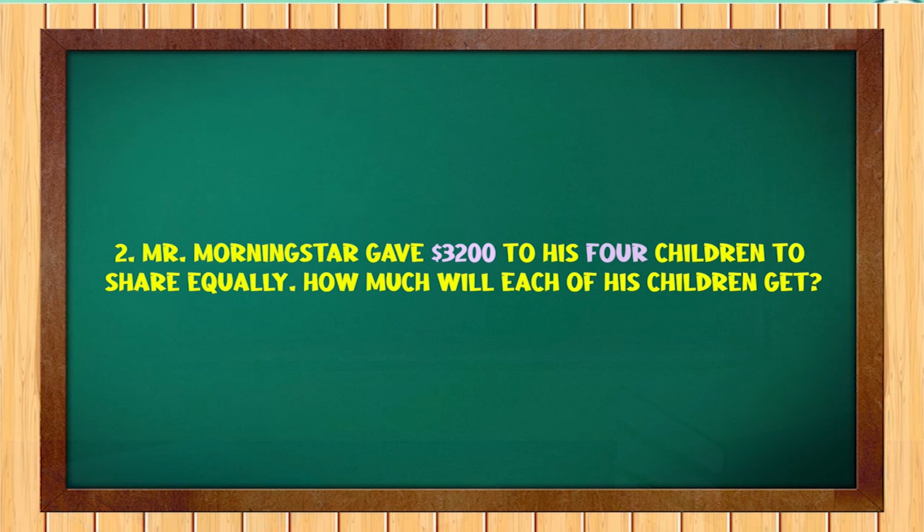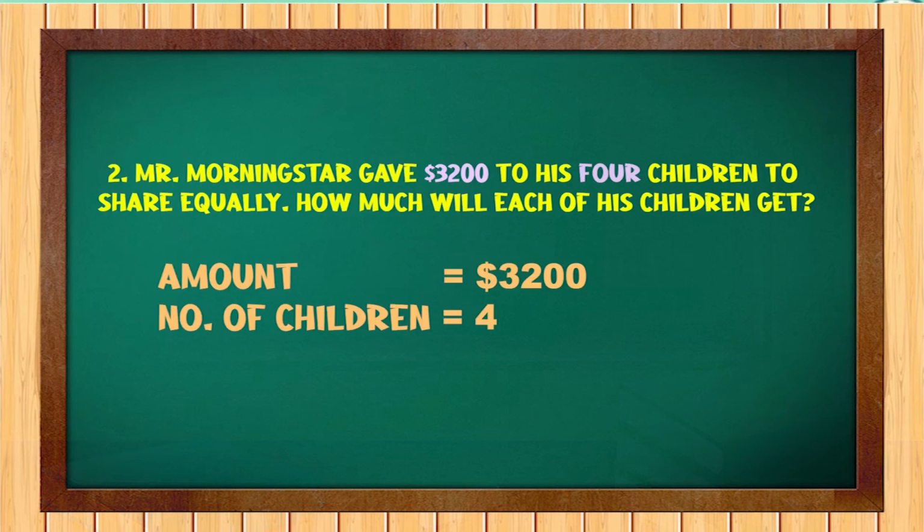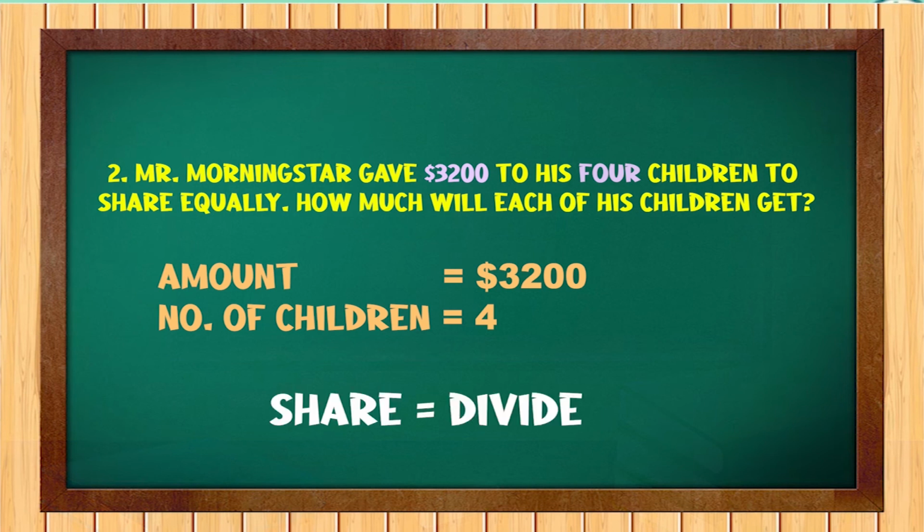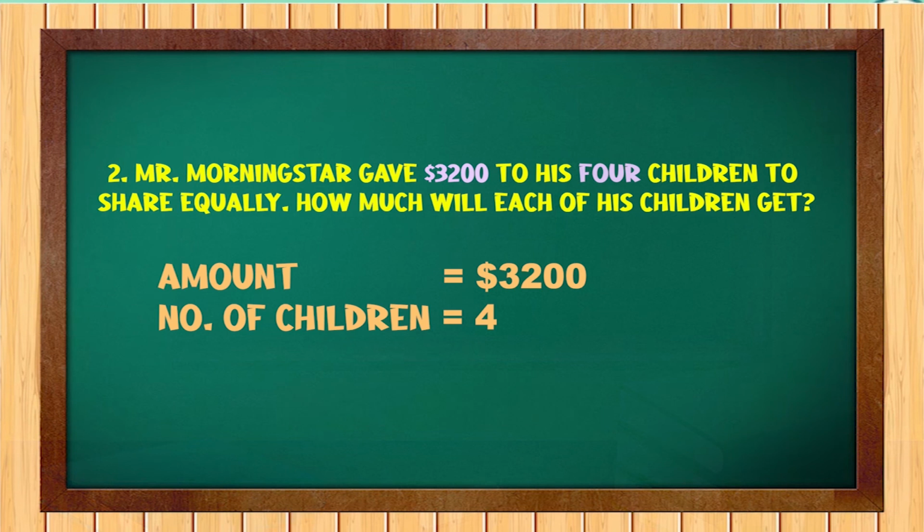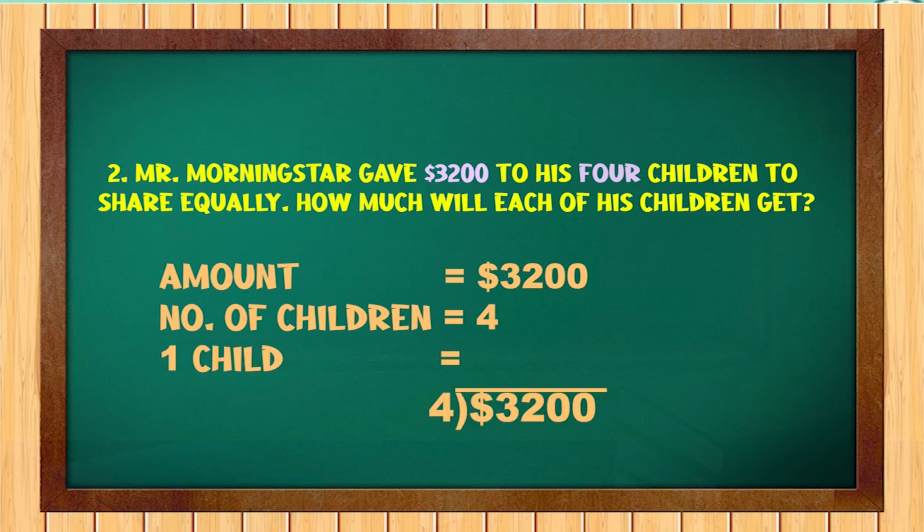Now, what are the few clues that we will use to solve this problem? We know that he gave them $3,200, but he did not give each of them that. Now we know that if we're going to share, another word we could use is divide. So for this problem, we are going to be using division to find our answer. So let's set down our division problem. We have $3,200 divided by 4.